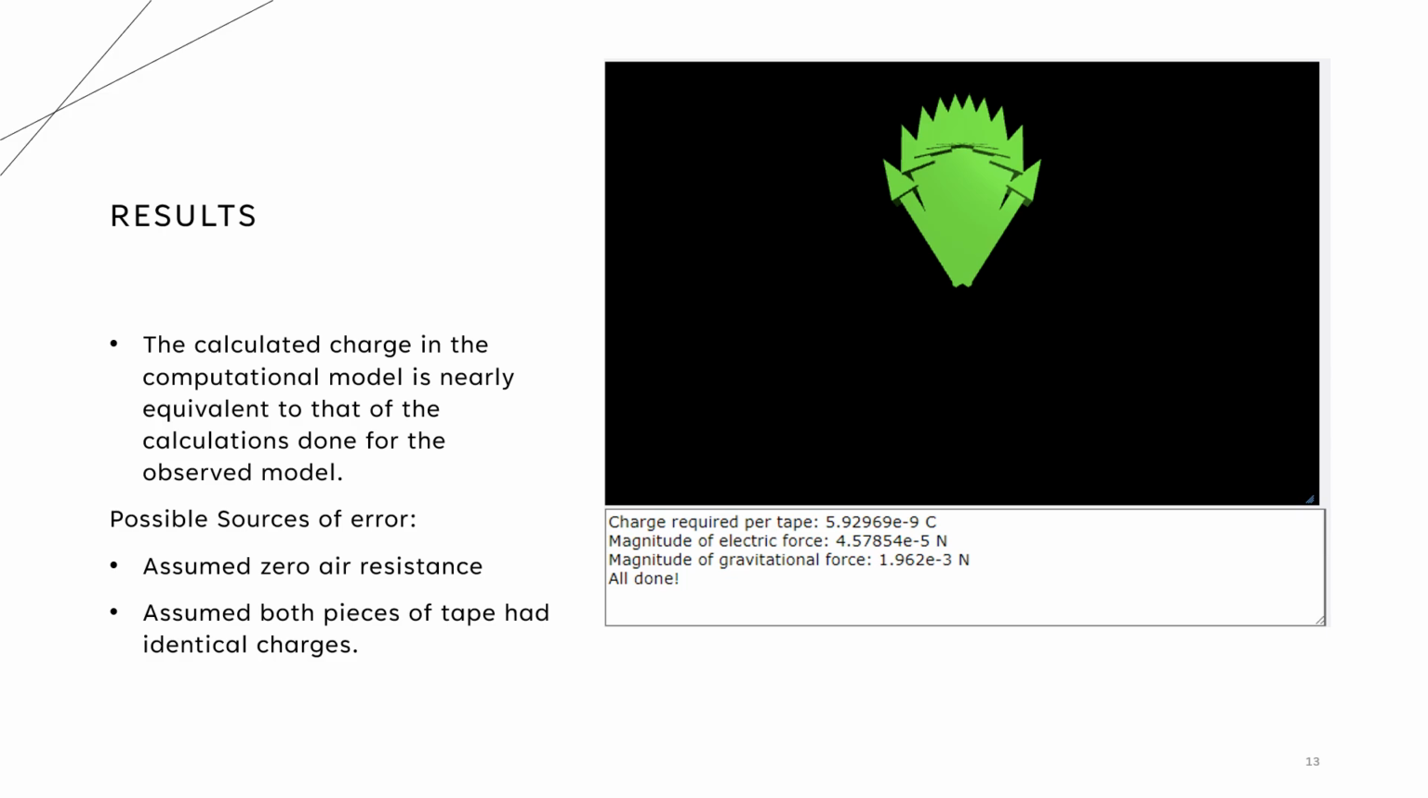Possible sources of error. We assume zero air resistance in this lab, and we assume that both pieces of tape had identical charges, which is likely not the case. We also determined that the magnitude of the electric force was 4.7854E-5 newtons.